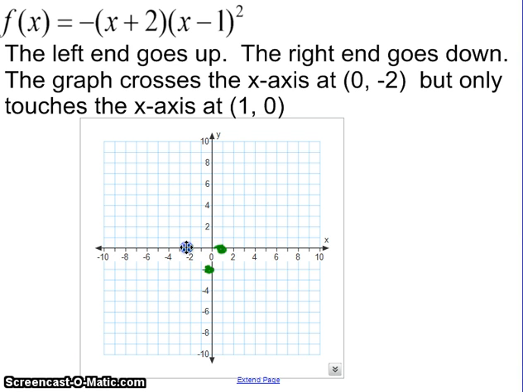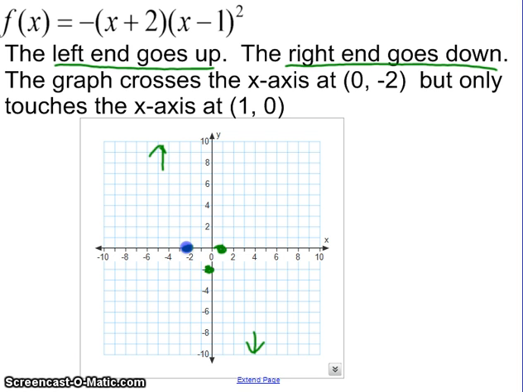So we know about the end behavior. This is a decreasing graph. So the left end goes up, the right end goes down. The graph is going to start from up here somewhere and end down here somewhere, and then there are some squiggles in between. The graph crosses the x-axis at negative 2, but only touches the x-axis at positive 1.